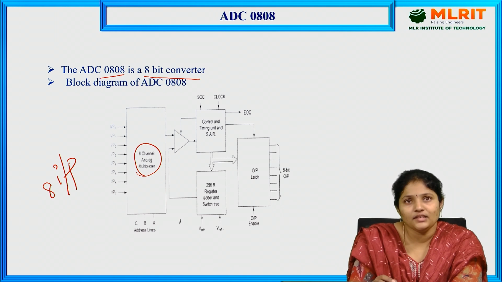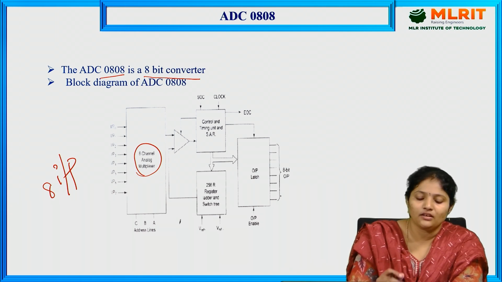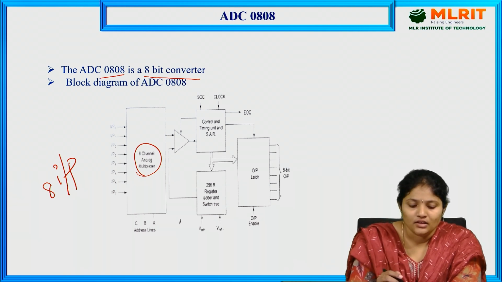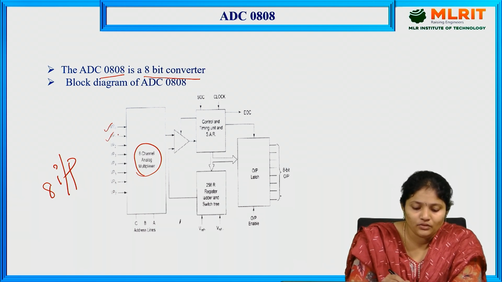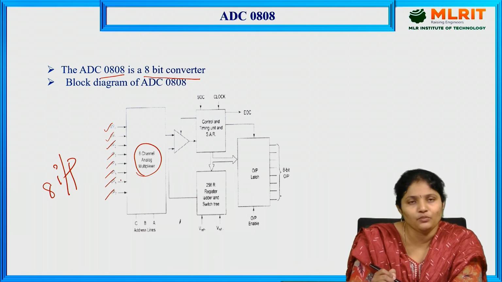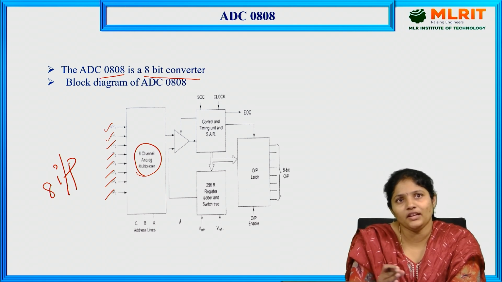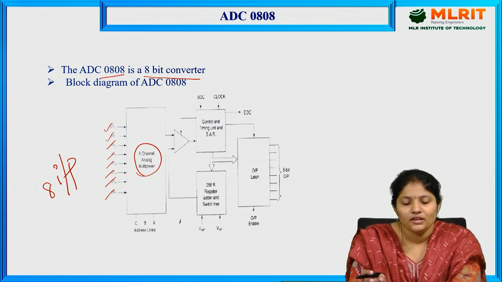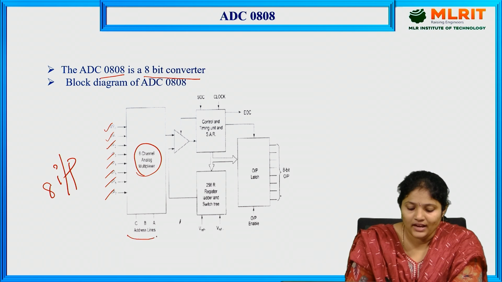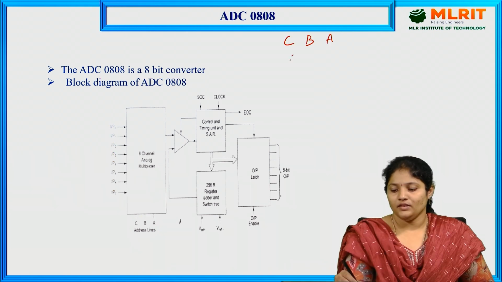This ADC uses the successive approximation process, which is very beneficial compared to other ADCs. Here we have input 1, input 2, input 3, input 4, input 5, input 6, input 7, input 8. These 8 inputs can be applied to the multiplexer. Out of the 8 inputs, it can take only one input and convert it into digital form. Which input is selected depends upon the address lines, or you can say the control lines. 0, 0, 0 will fetch input 1.